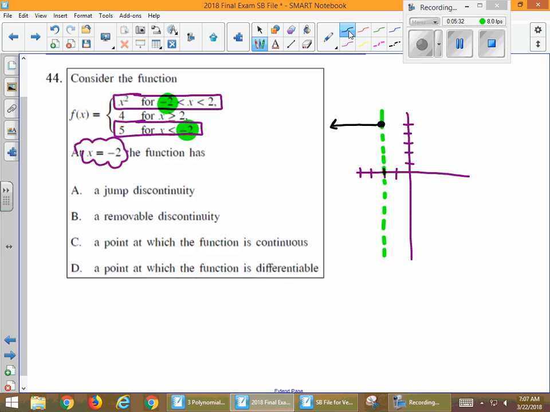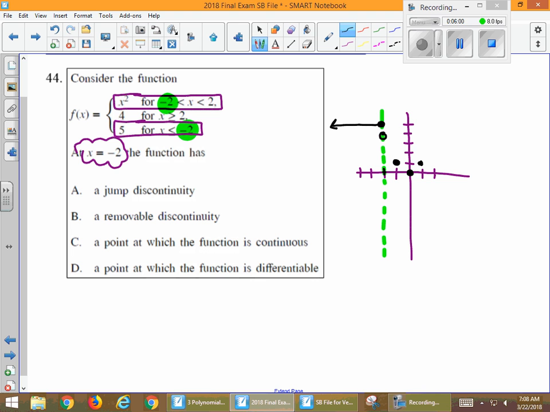And to the right of there, from negative 2 to 2, not including our endpoint, our function is x squared. And you guys know what x squared looks like. We can do this graphically. So we'd go over 1, up 1, over 2, up 4. And we would have an open circle there. And that would be the same on the other side of our y-axis here.